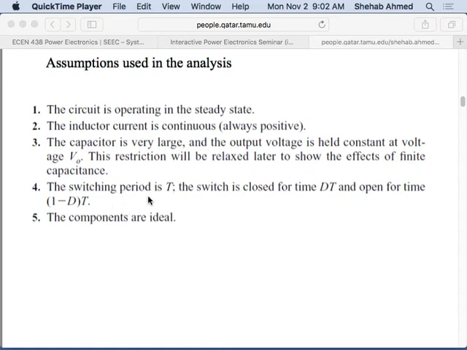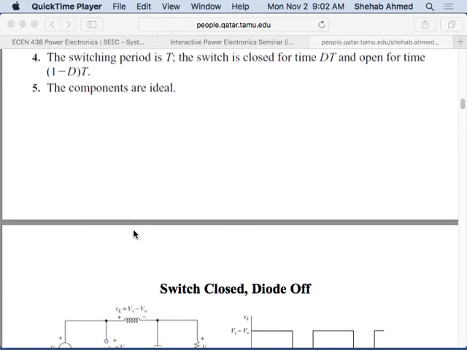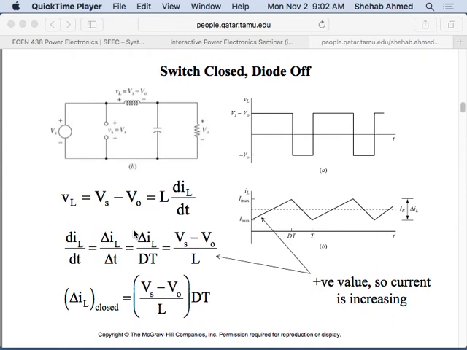The switching period is T. The switch is closed for a time DT, right? So D is the on-time duty ratio, for example. So the amount of time the switch will be closed is the duty ratio times the period, right? And open for 1 minus D times the period, right? So the off-time duty ratio is equal to 1 minus D in this case. And then the components are ideal. That's what the analysis in the following page assumes, right?